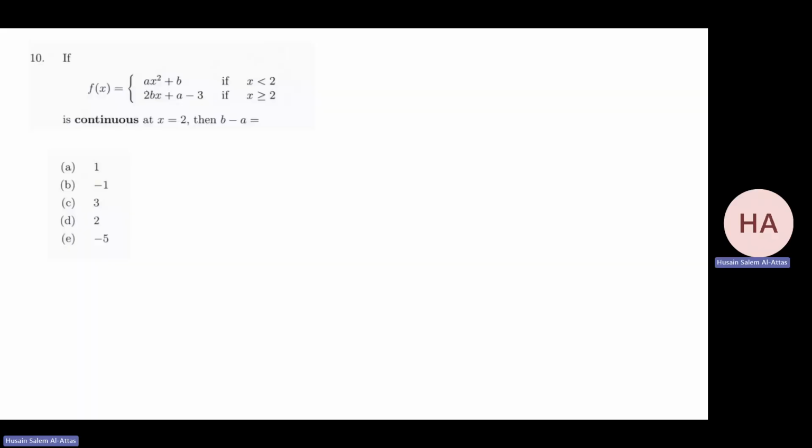Now this is continuous, but I have two variables. Everything is okay, so I need to check 2 from left and right. Limit as x goes to 2 from right. Let me do it.